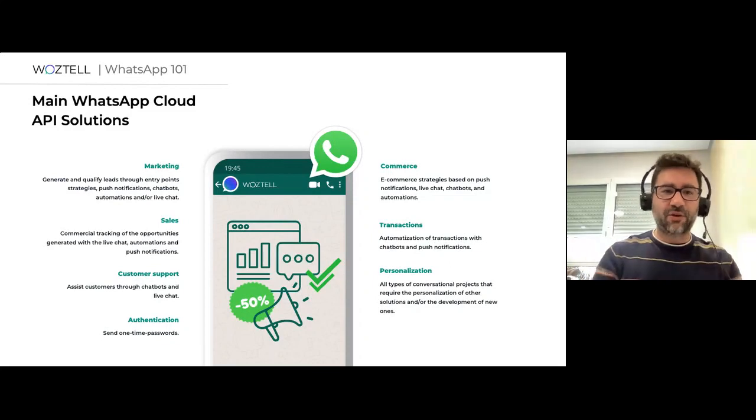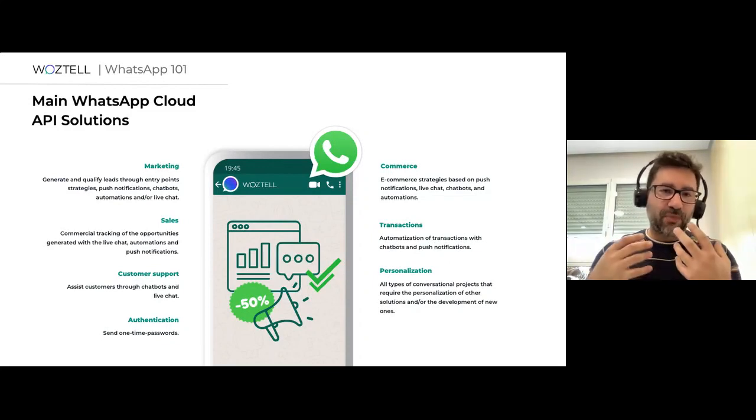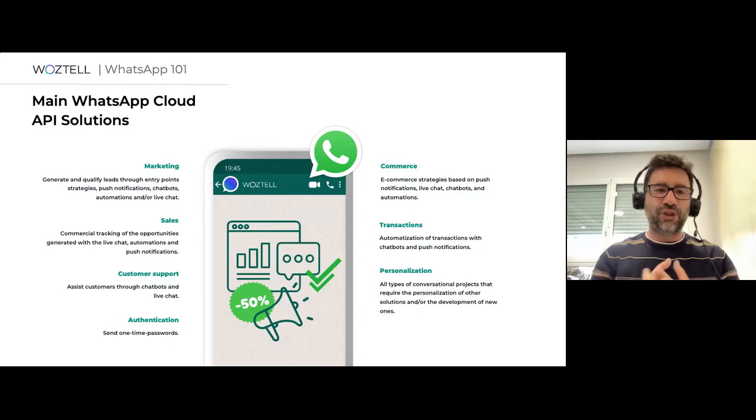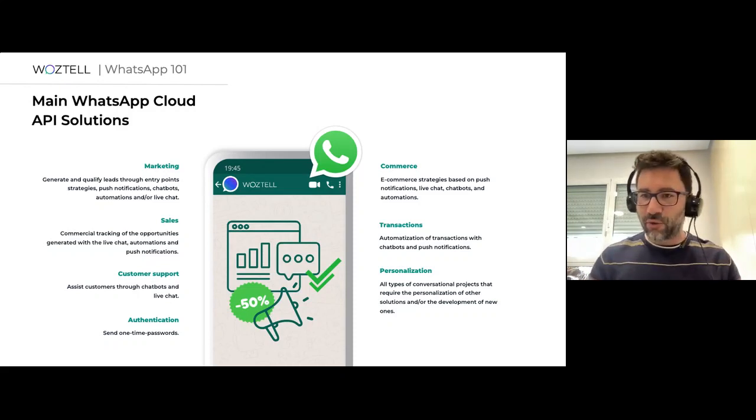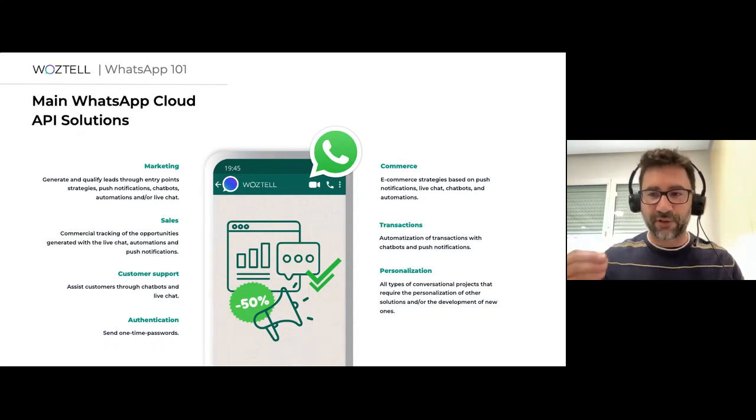So here in the marketing solutions, what's the goal? Usually at marketing, we want to generate and qualify leads through entry points, different strategies, push notifications, chatbot automations, or live chat. We used to create solutions. We have another webinar talking about specific solutions that you can watch after this one. But at the end, marketing can use WhatsApp in several ways, and they love to use WhatsApp because of the return on investment, with the numbers we showed before.